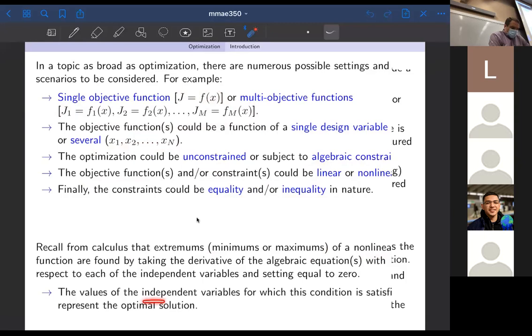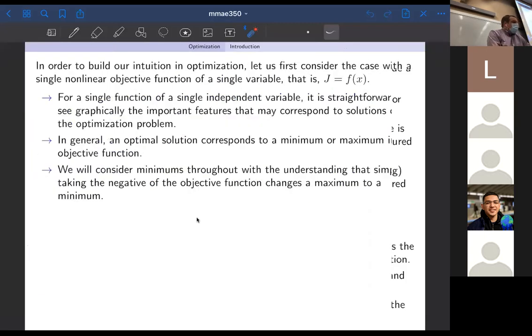So the end result, the solution, is: what are the values of the design variables, which are the independent variables x1, x2, x3 through xn, that make our objective function a minimum or a maximum? That's what we're looking for. In a calculus context, that just means differentiating our f of x, setting it equal to 0, and determining the values of x for which that is the case.